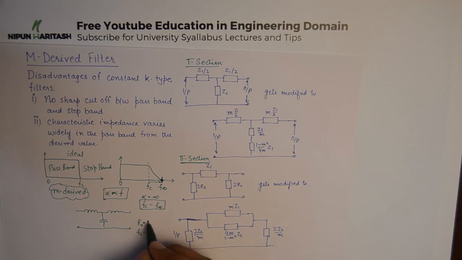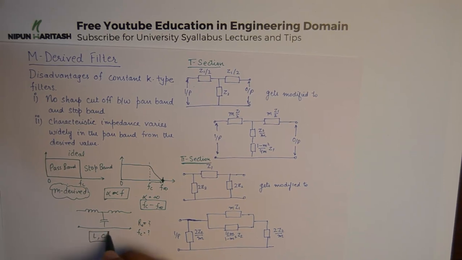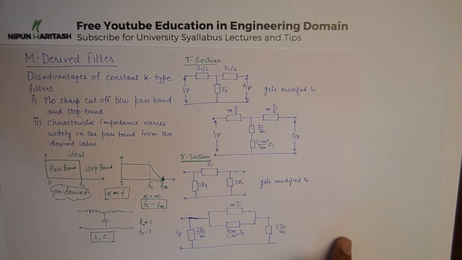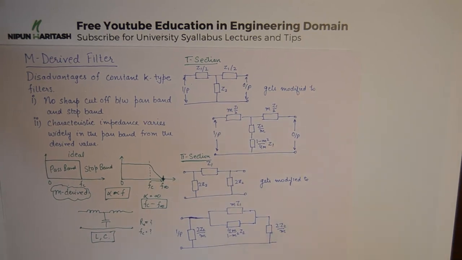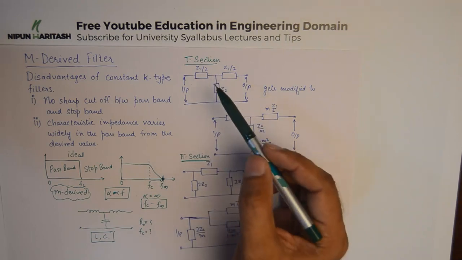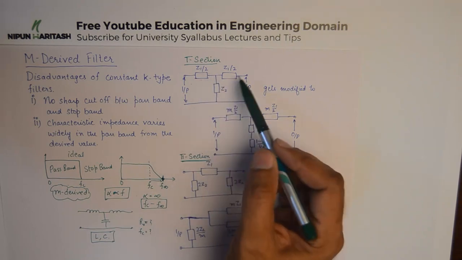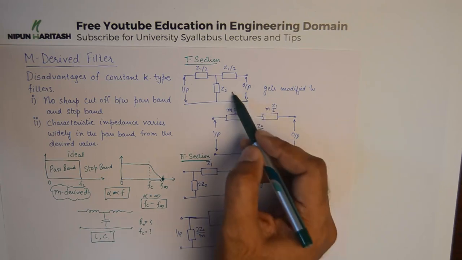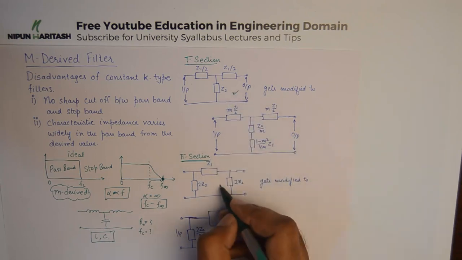So having known these two values for a constant k-type filter, we could easily determine the values of L and C. So if you know how to find the values of L and C from R naught, which is the constant, and fc, which is the cutoff frequency, then you should be able to design m-derived filters without any difficulty, because we know that the T section of a constant k-type filter looks like this. It is pretty simple. And a pi section looks like this.